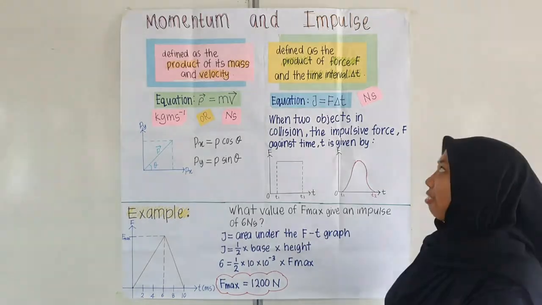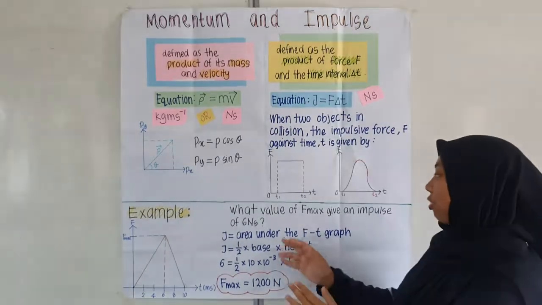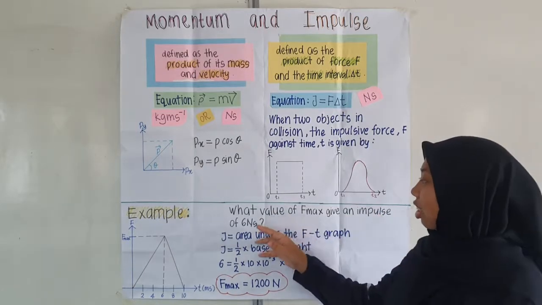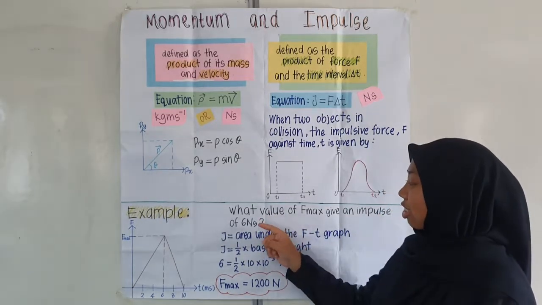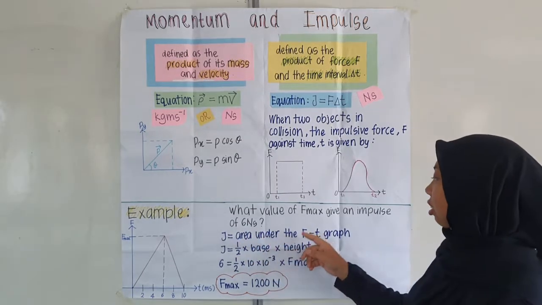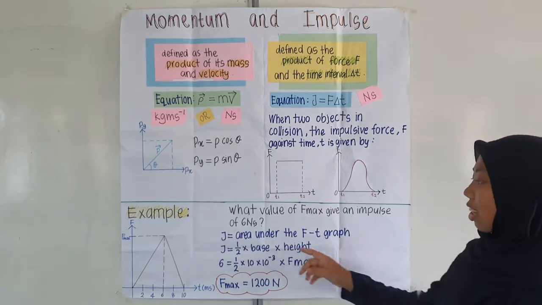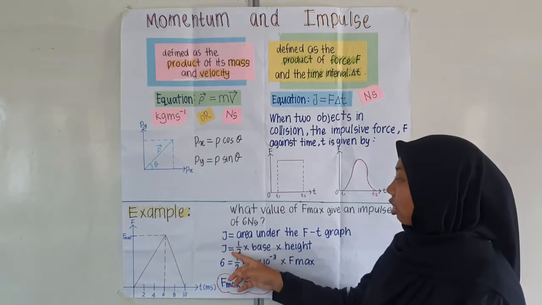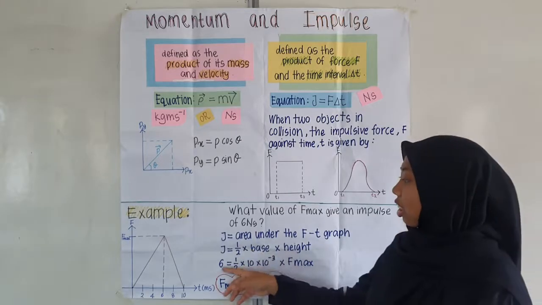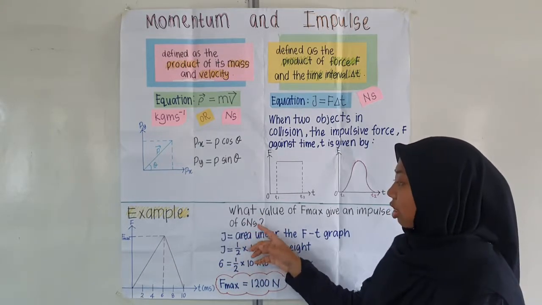Next, the example for impulse is: what value of F max gives an impulse of 6 Newton second? 6 Newton second is J. So, J is equal to the area under the force against time graph. J equal 1/2 times base times height. J is 6 Newton second.